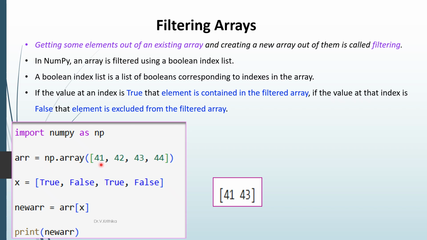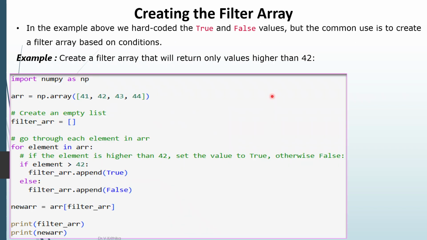We create an array with elements 41, 42, 43, 44, and we create another one that is nothing but the filtered array, where we give a condition like true, false, true, false. If and only if it is true, it is going to be in the filtered array. So when you create the new array and put it as array of x, then the new array will have only the elements wherever you have the true. So it's just indexing 41 and 43, and the answer becomes 41 and 43. False elements are excluded.